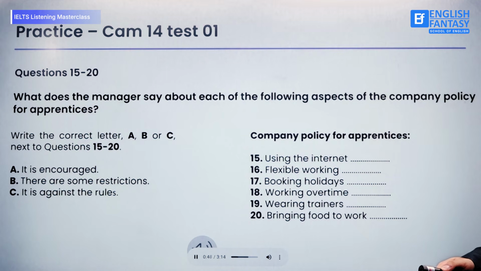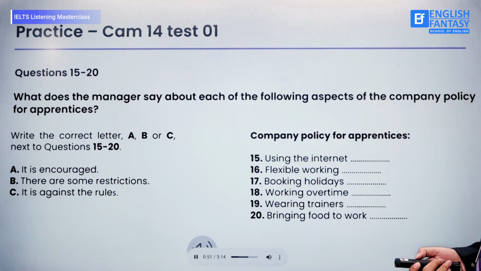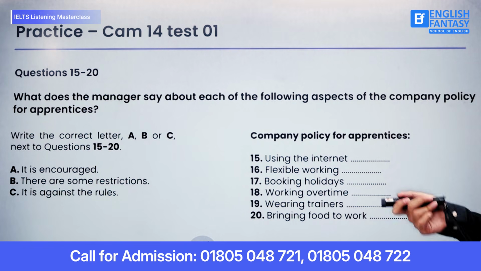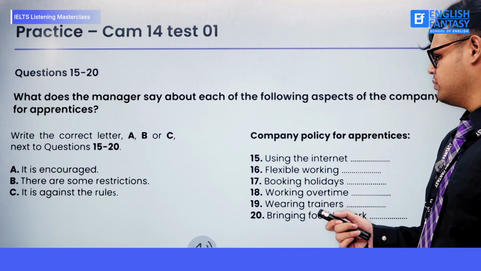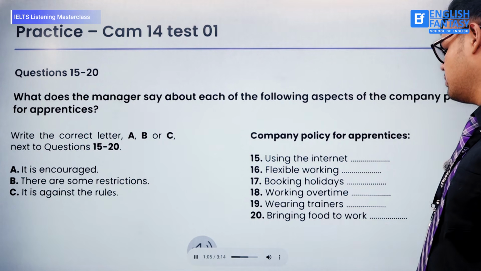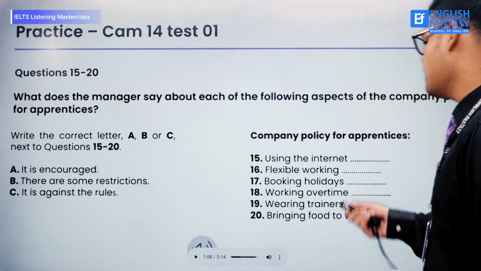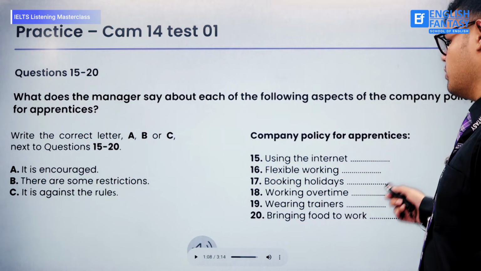Now, I just want to run through a few company policies for our apprenticeship scheme with you. Most importantly, the internet. As part of your job, you'll be doing some research online, so obviously you'll have unlimited access for that. But please don't use it for personal use.